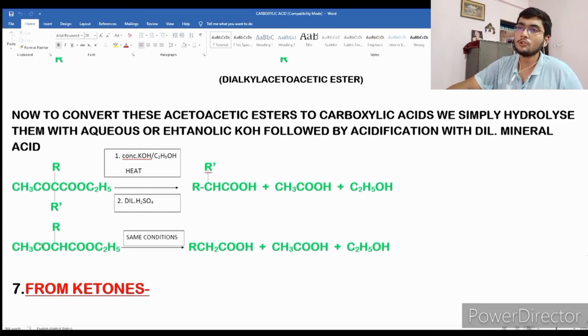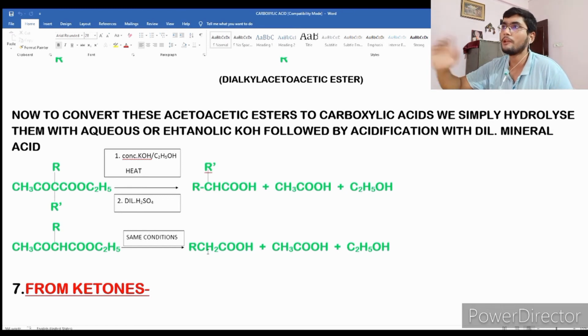Now if we take monoalkyl acetoacetic ester, under the same conditions we will again get the same products, but the only difference is that here I have two alkyl groups, and there I will have only one alkyl group. So this is how you can prepare carboxylic acids from active methylene compounds. From active methylene compounds you can prepare a number of carboxylic acids according to your need, as I have shown.